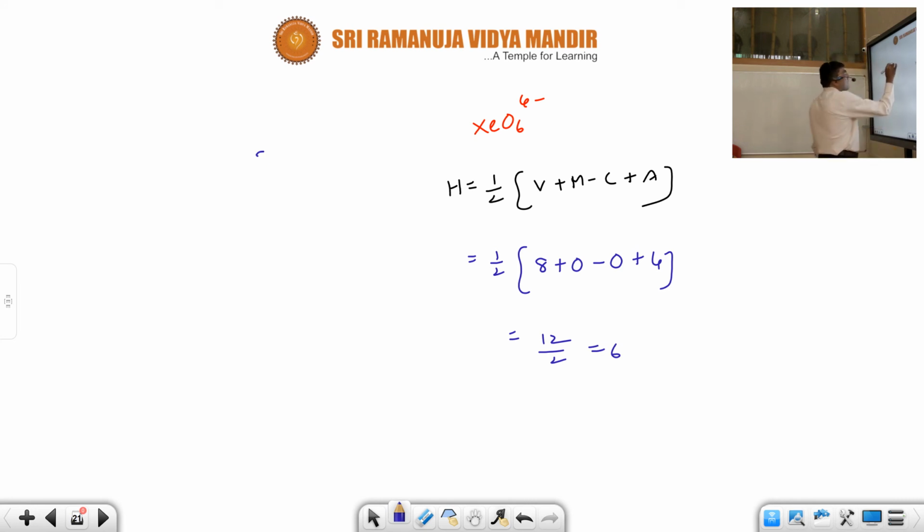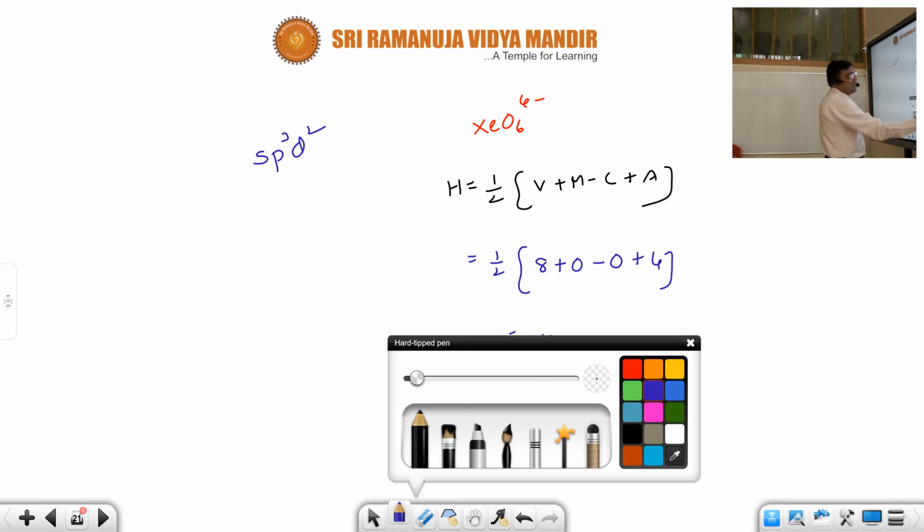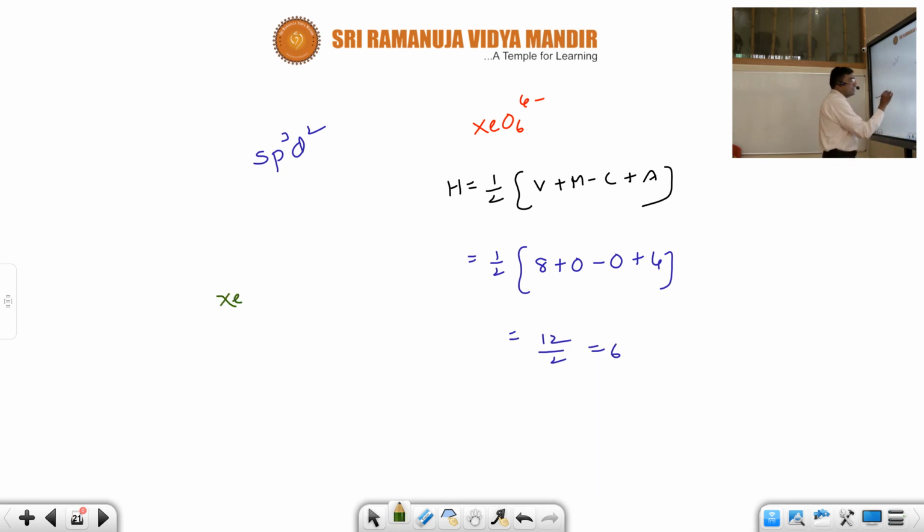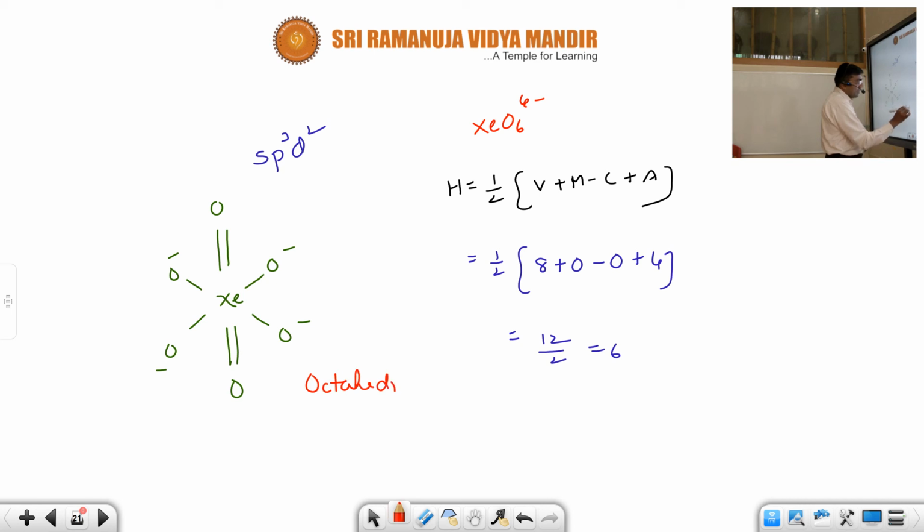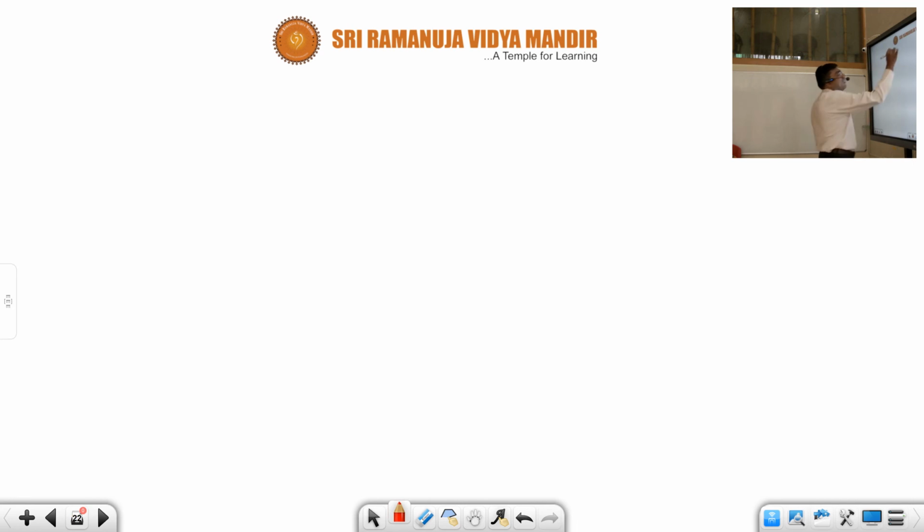So 6 means, what is the hybridization? sp3 d2, that is octahedral structure. So this is O minus, O minus, O minus, O minus, and this is double bond O, and this is double bond O. So this is perxenic acid, perxenate. This is octahedral structure. This is called perxenate. Okay. Well, now let us take another example.